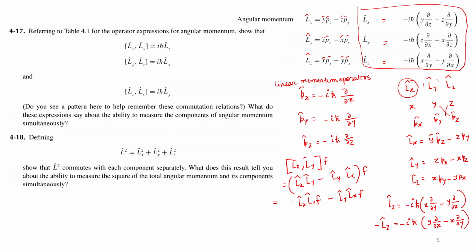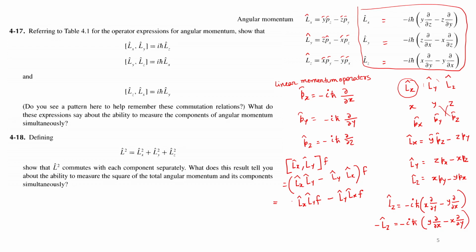That's what I was saying, that yes, we can see a pattern, which can help us remember the commutation relationships, because LxLy will give you iħ Lz, LyLz will give you iħ Lx, and LzLx will give you iħ Ly. Do you see a pattern here to remember this commutation relationship?